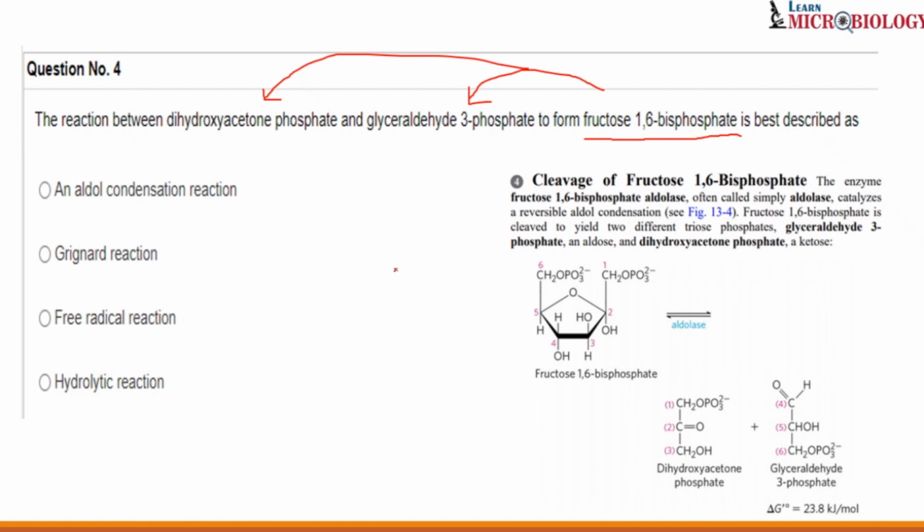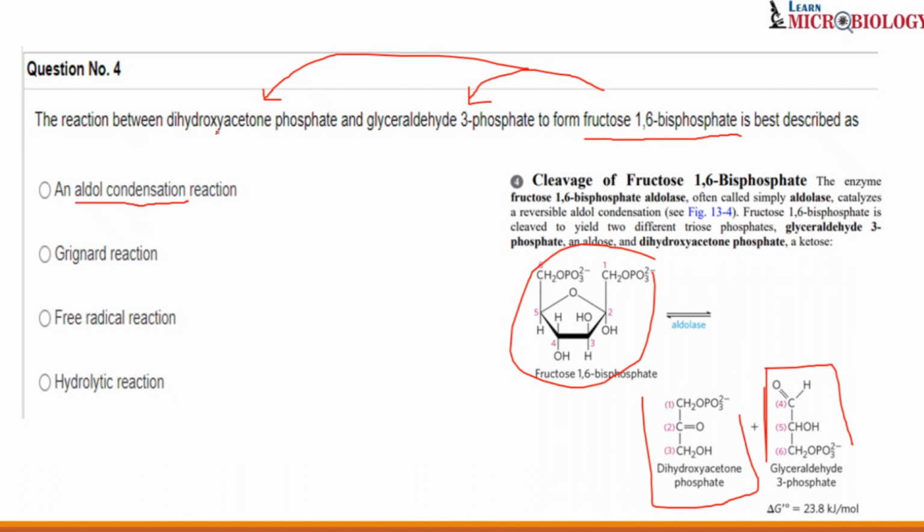Just look here. This was our fructose 1,6-bisphosphate, which by the action of aldolase is broken down to form dihydroxyacetone as well as glyceraldehyde 3-phosphate. Now here they are saying the reaction between DHAP and glyceraldehyde 3-phosphate to form fructose 1,6-bisphosphate. It means they are actually asking about the reversible reaction where DHAP and glyceraldehyde 3-phosphate combine to form fructose 1,6-bisphosphate. As you can see, this aldolase enzyme is reversible. It is the same enzyme which carries out both reactions.